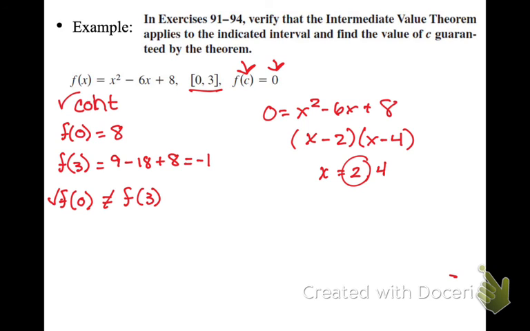Okay. Questions? I know it seems tedious to say continuous and to show that it is, but if these conditions are not met, you can't use it. I think that's it. That is it. And actually, you have the notes.